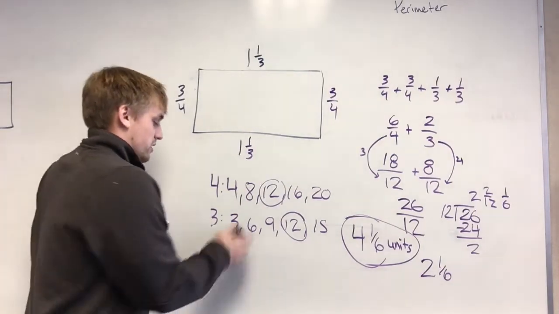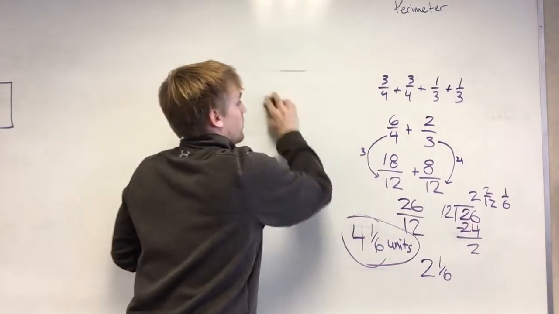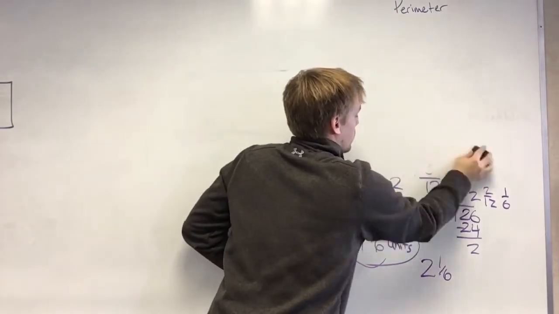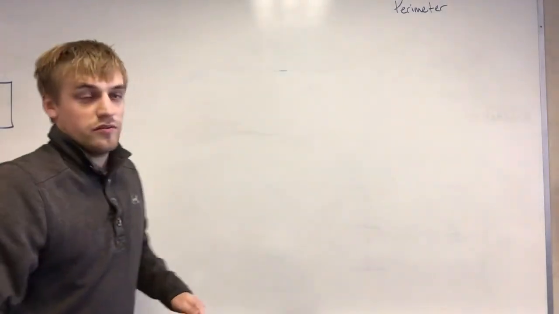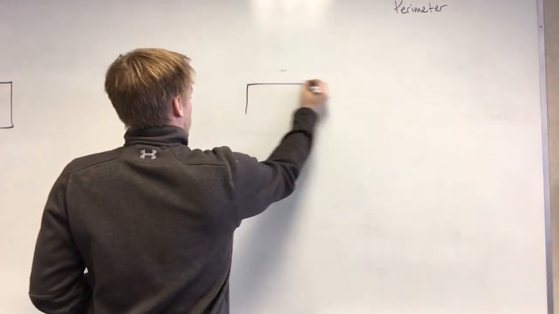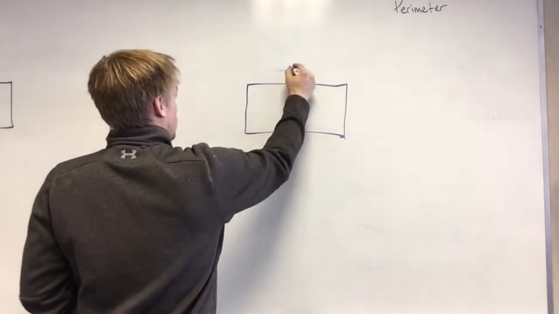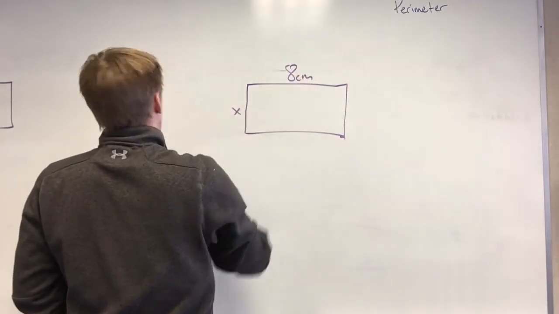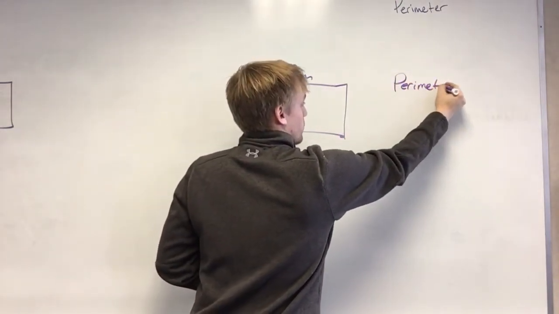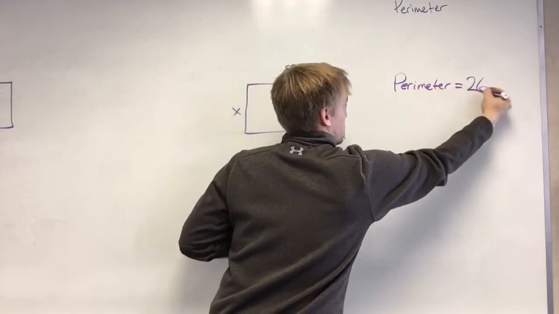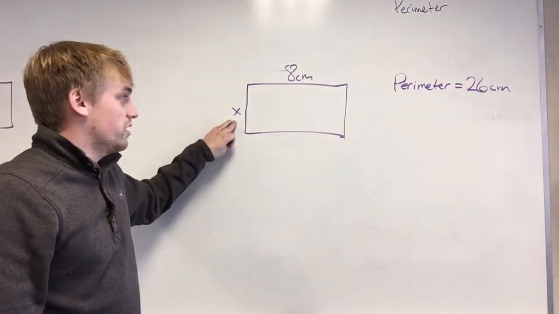The second thing you'll see is when you're given the perimeter, and you have to determine the length of a side. So if we have another rectangle, and the perimeter equals 26 centimeters, we have to determine what this side is.